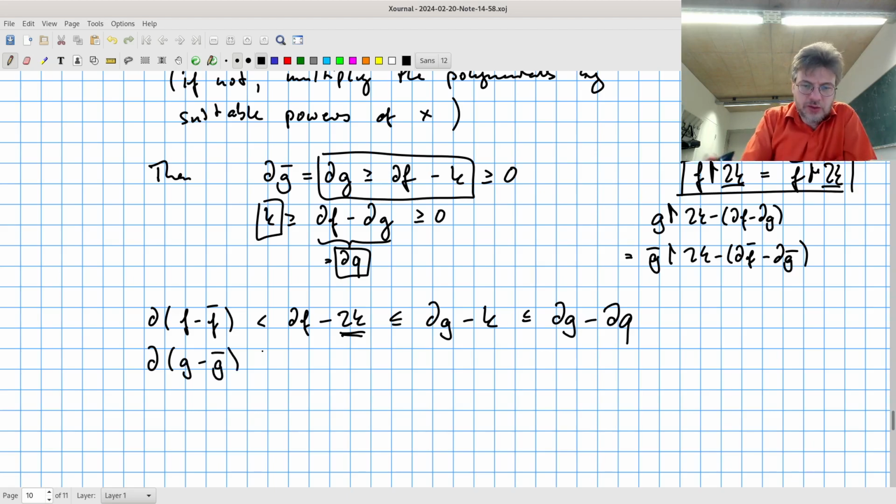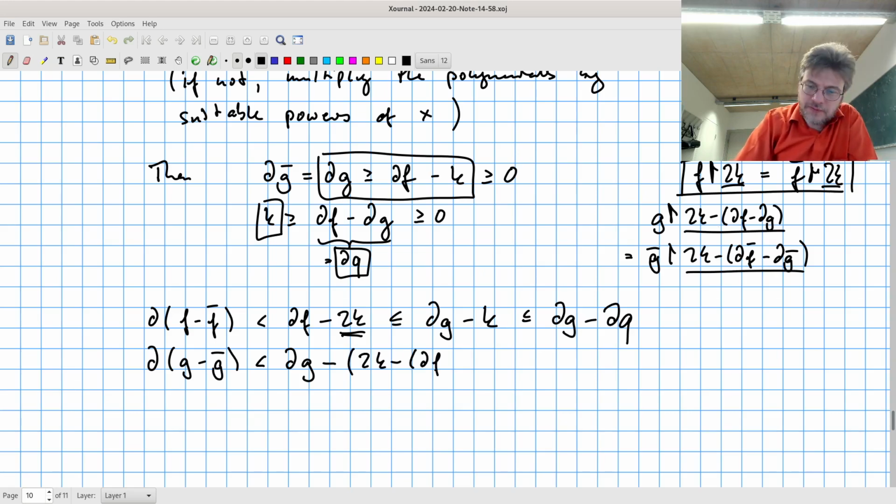Now we can do a similar reasoning here. Here we have just more complicated expressions for the degrees, but otherwise it's a similar thing. It's the degree of g minus the number of terms that cancel because of the agreement. And the number of terms that cancel is this, 2k minus degree f minus degree g.